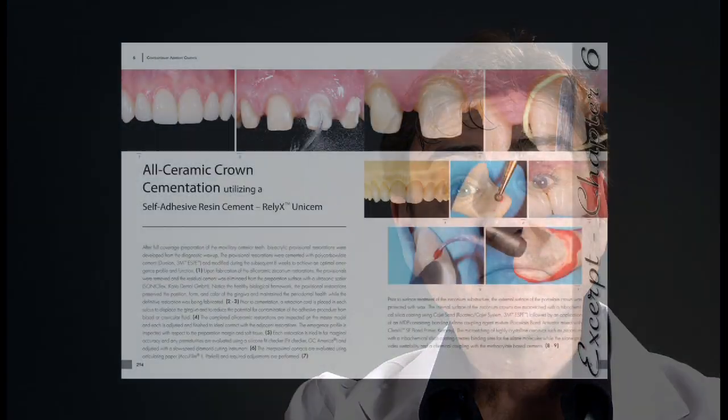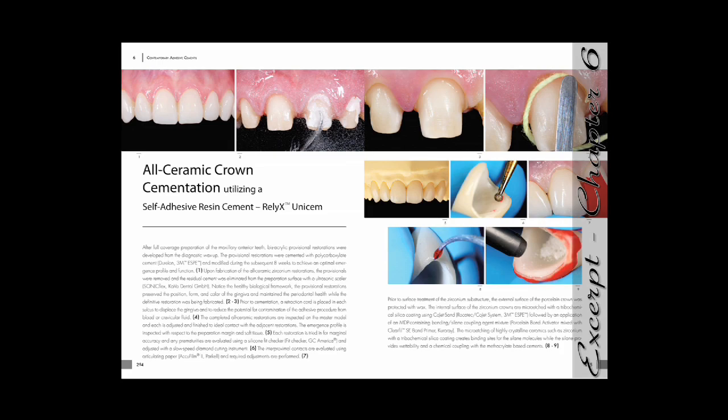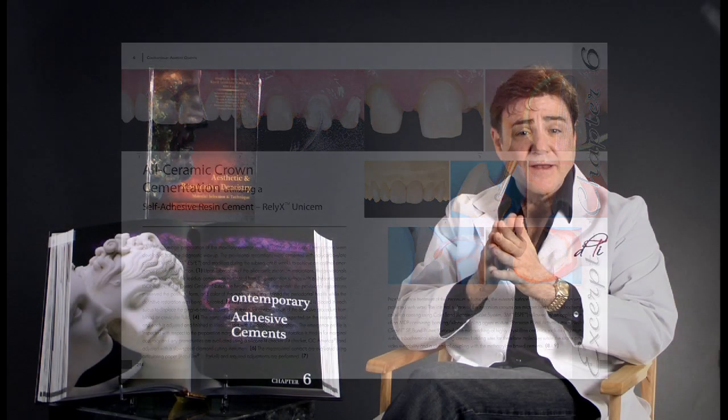The clinical illustrations provide a thorough understanding for the selection of adhesive cements and the utilization of the cementation procedure. A step-by-step adhesive protocol illustrates surface preparation of the tooth structure and different ceramic microstructures with various applications of luting cements.